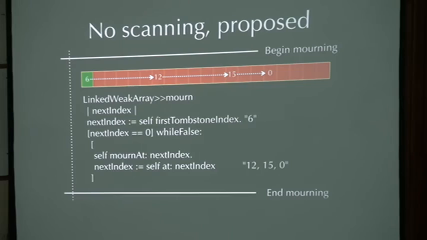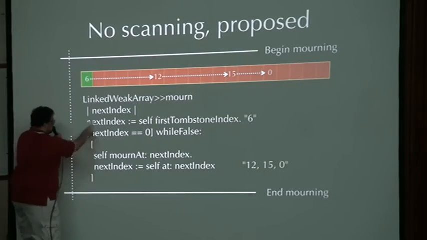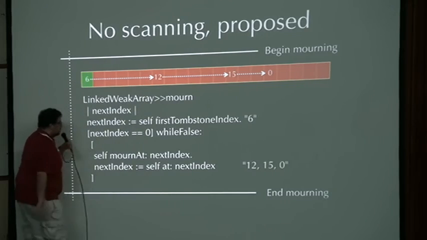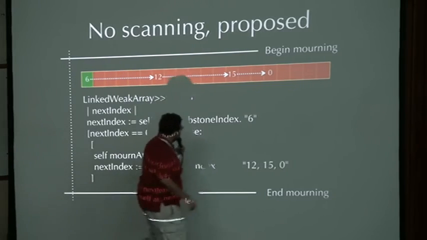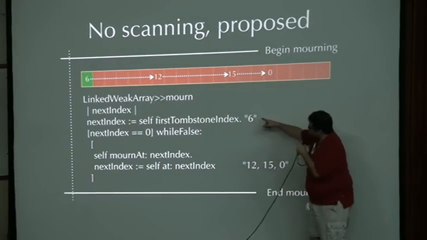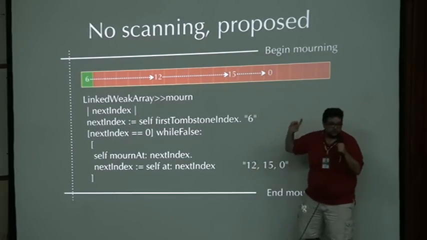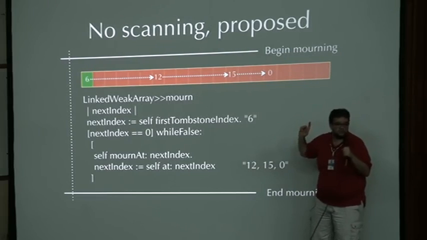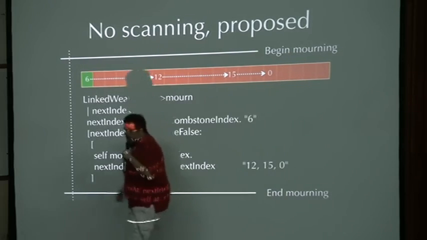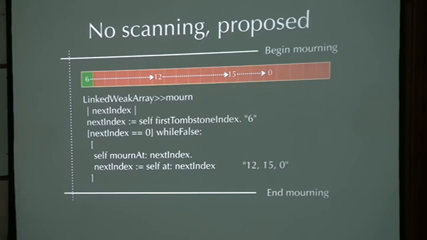Now, obviously, mourn is very similar to the previous mourn. Get me the next one, and as long as it's not 0, then mourn at that index, and the next tombstone is whatever is stored at that index. So this one starts with 6 in this case, and this one takes the values 12, 15, and then 0, and then the loop exits. Now that's very nice, but I'm sure you're now thinking, well, I'm sure you can break that.